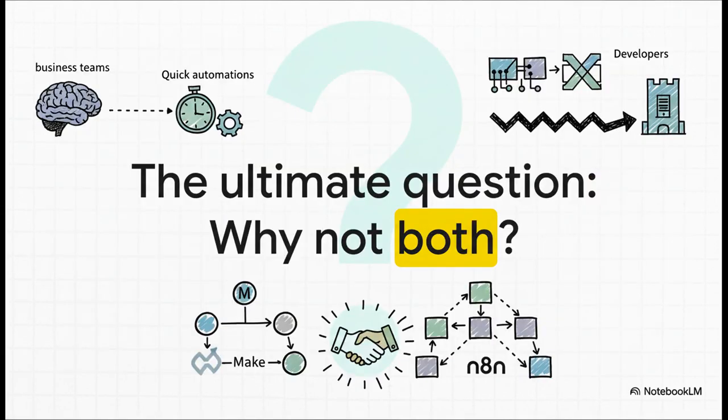But that leads to one final, kind of provocative thought. Maybe the ultimate answer isn't choosing one over the other. You know, a lot of smart companies use both. They use Make for the quick and easy stuff set up by the business teams, and they use n8n for the heavy-lifting, mission-critical stuff handled by the developers. The real showdown might just end in a very powerful partnership.